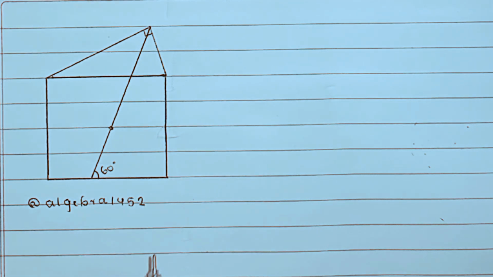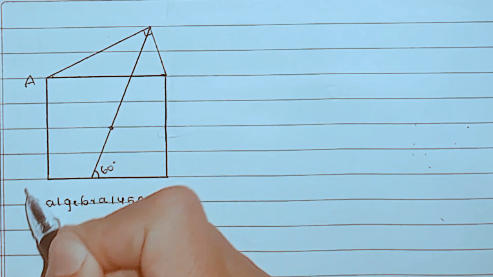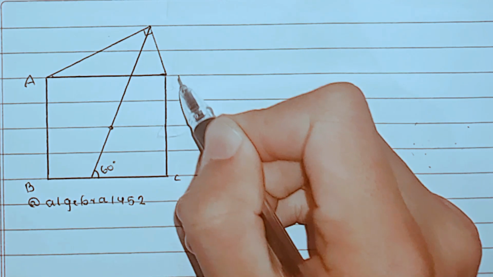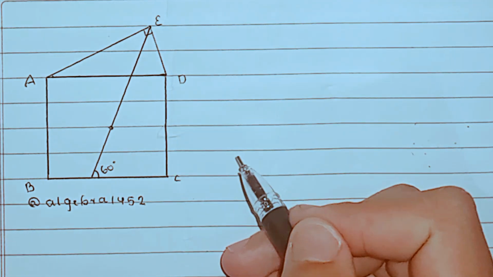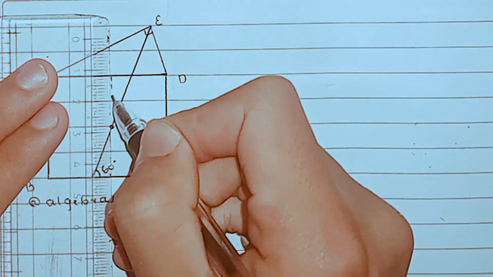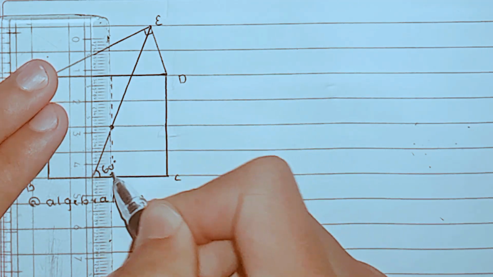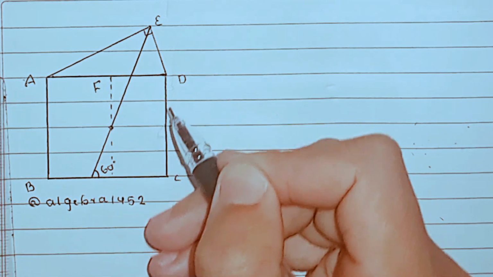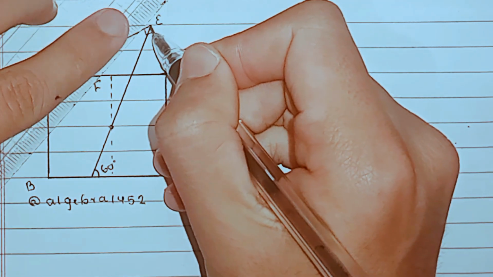So let's begin. Let's name the points A, B, C, D, E. Now let's draw a line passing through the center of the square. Name this point as F and join the line E and F.